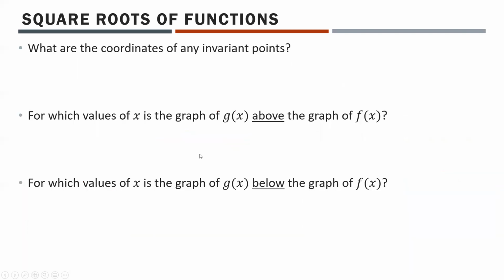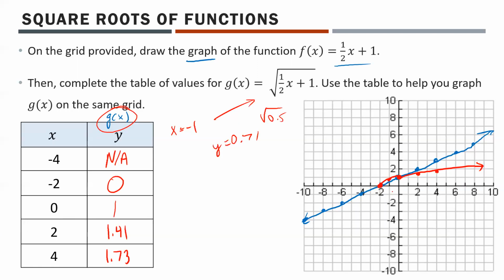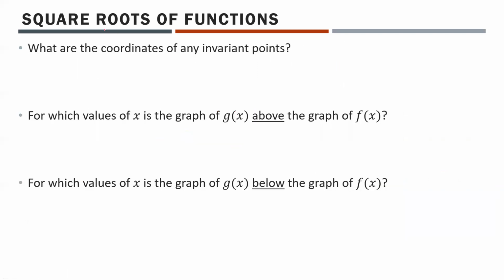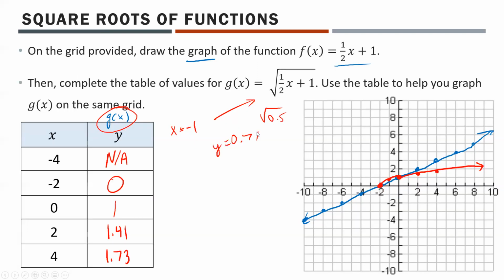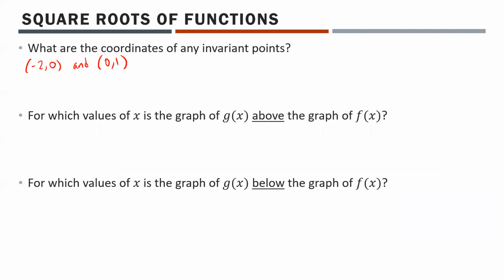What were the coordinates of any invariant points? Well, if we go back, remember I said we had a couple points that were the same. Well, the coordinates of those points were -2, 0 and 0, 1. Now I'm going to make something really clear for you. I don't believe in any baloney on this kind of thing. This stuff is weird, but it's not actually as hard as it might seem. There's a trick here.